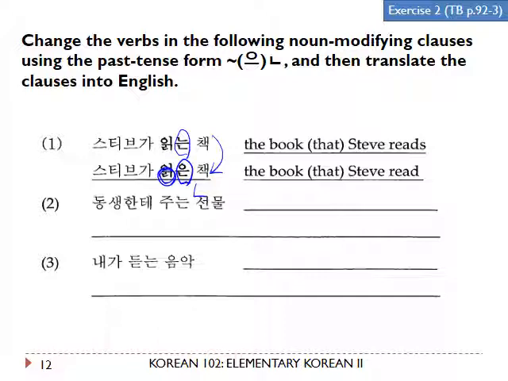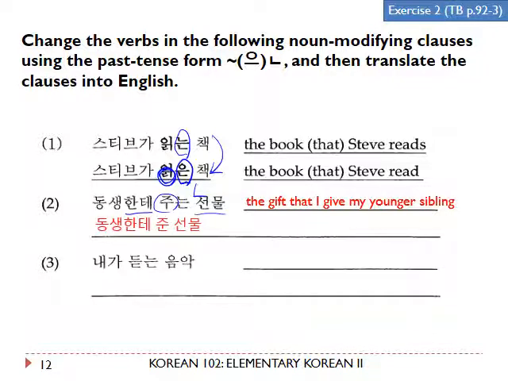자, 그럼 우리 같이 해봐요. 2번, 동생한테 주는 선물. 자, 무슨 뜻이에요? The gift that I give my younger sibling. 자, 동생, younger sibling, 한테, recipient to, right? 주, it's a stem of the verb 주다, to give, 선물, gift, right? 자, past tense form 뭐예요?